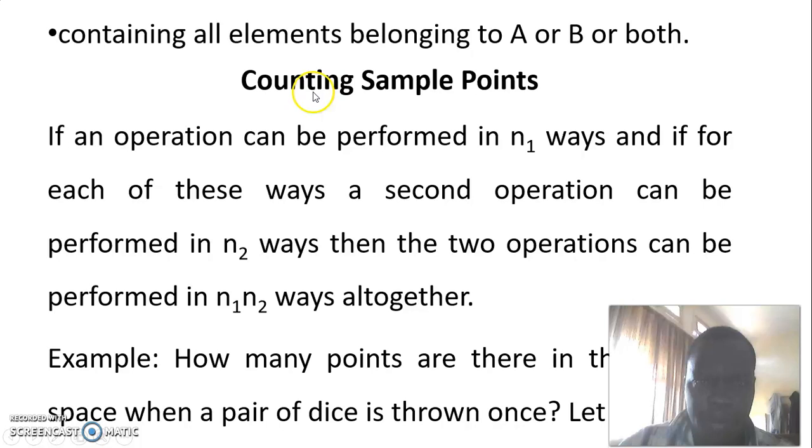Now we are going to learn about counting sample points. If an operation can be performed in n1 ways, and if for each of these ways a second operation can be performed in n2 ways, then the two operations can be performed in n1 times n2 ways. In other words, the two operations can be performed by obtaining the product of n1 and n2.